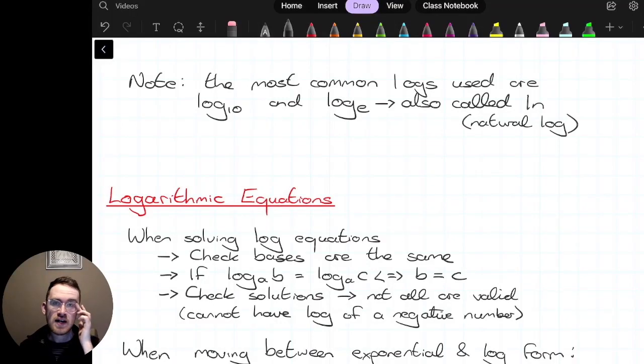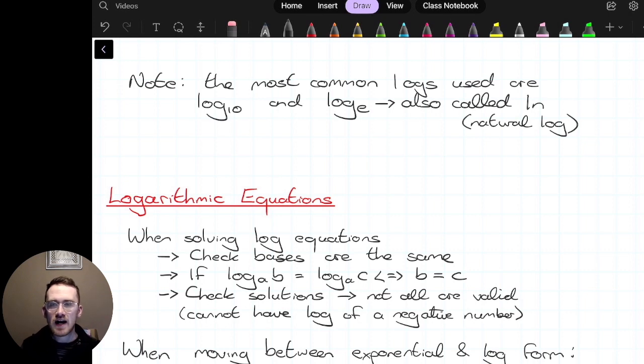Okay, so in the last video we were looking at logs and introducing logs generally, converting from log to exponential form, solving some simple log problems, and rewriting and simplifying different terms using our log rules. And one of the last things that I touched on was just common logs that are used.